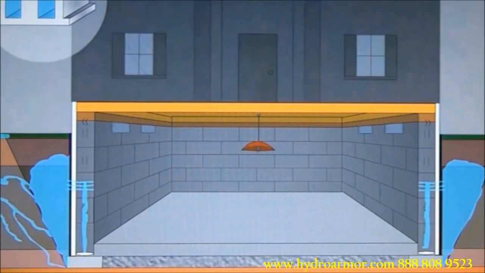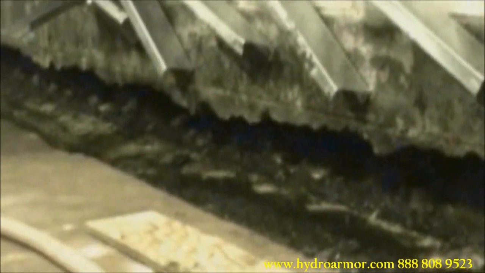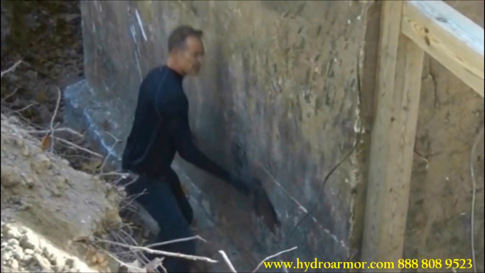Then you get hydrostatic pressure inside of the walls. Concrete block, cinder block corrodes, becomes soft. As it corrodes over the years, you get little pinholes. The water's inside these blocks. The little pinholes allow the water to start coming inside. The bottom of the walls become soft.